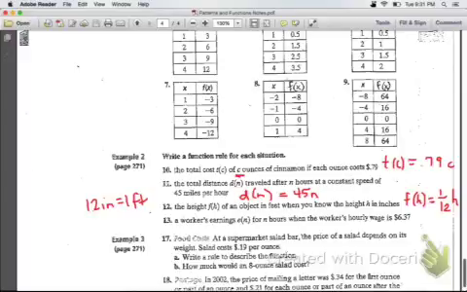A worker's earnings, E of n, and we're talking about all those different letters you can have for functions, after n hours when the worker's hourly wage is $6.37 per hour.